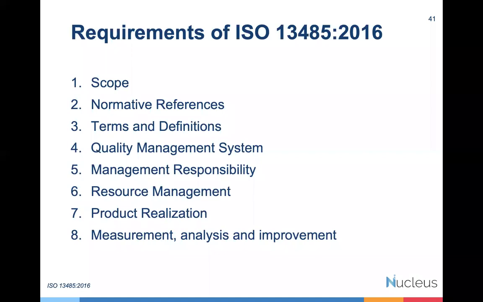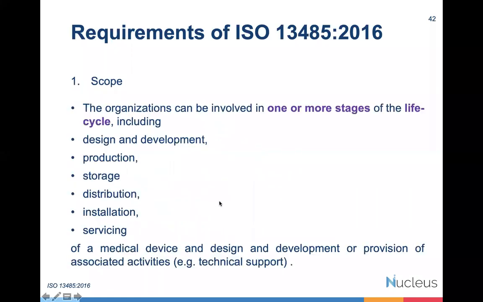4 talks about quality management system, 5 management responsibility, 6 resource management, 7 product realization, and 8 measurement, analysis, and improvement. If you look at these titles, you can correlate them with plan, do, check, act. Correct? So 4, 5, 6 are plan, 7 is do, 8 is check and act. Right? We could always figure this out.